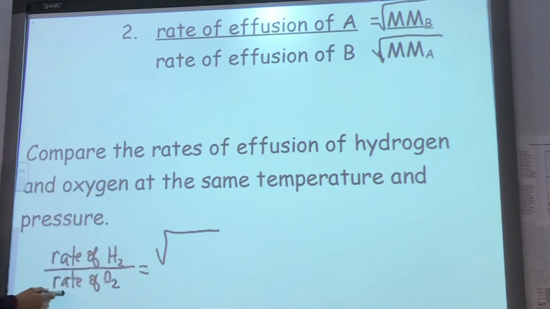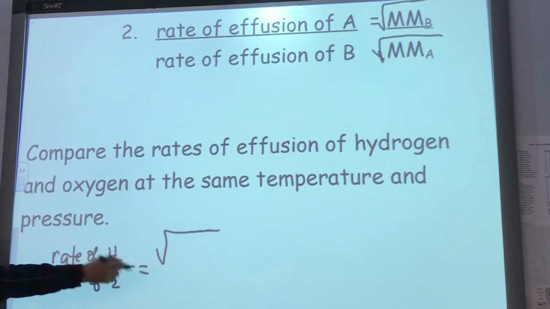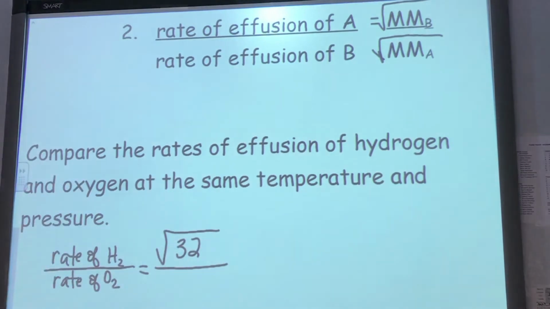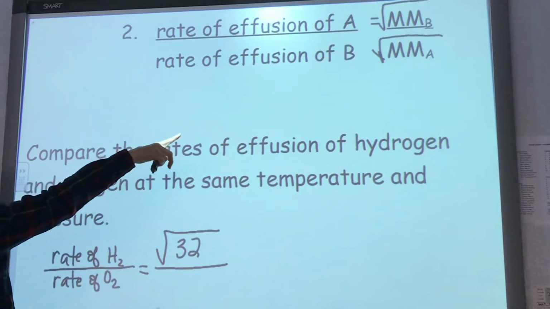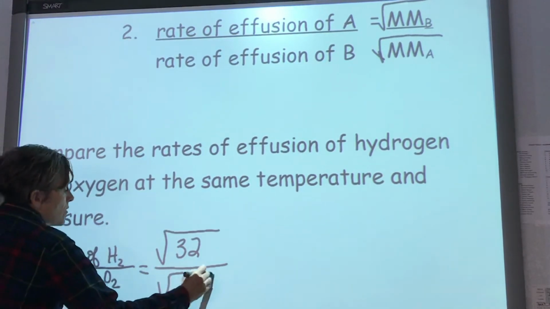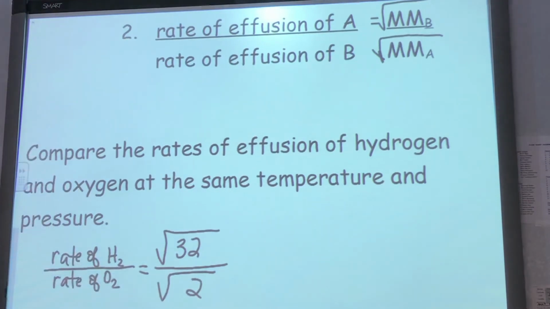What's gas B? Well, it's oxygen. What is the molar mass of gas B? Well, oxygen has an average atomic mass of 16, but oxygen gas is 2 of those put together. So the molar mass of oxygen is 32, divided by the square root of the molar mass of A. So what is the molar mass of hydrogen gas? Well, hydrogen has an average atomic mass of 1, but it's diatomic. So that is the square root of 2.